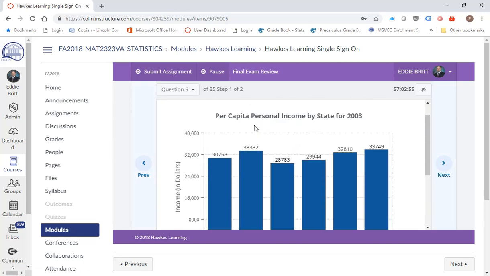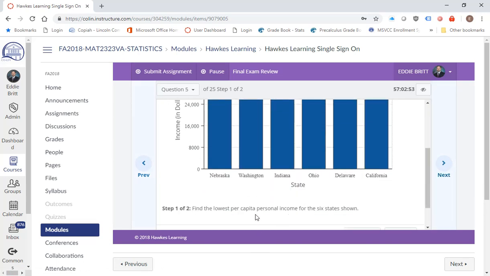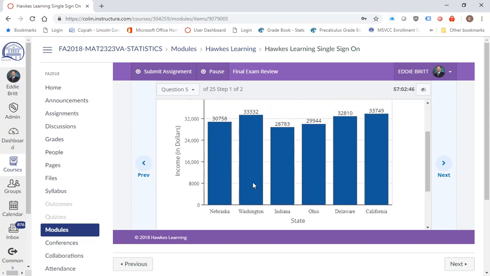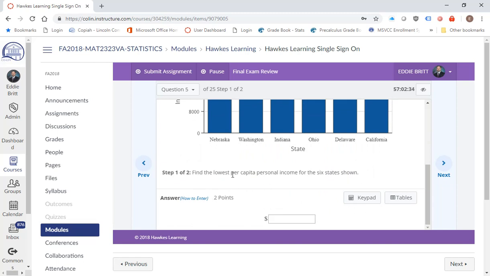We have to use this chart to answer these questions. Find the lowest per capita personal income for the 6 states shown. Lowest, that's going to be whichever one is the smallest number, right? So that's going to be this one right here, 25,783. And I believe that's what it actually wants you to enter in, that dollar amount. So you enter that in there.